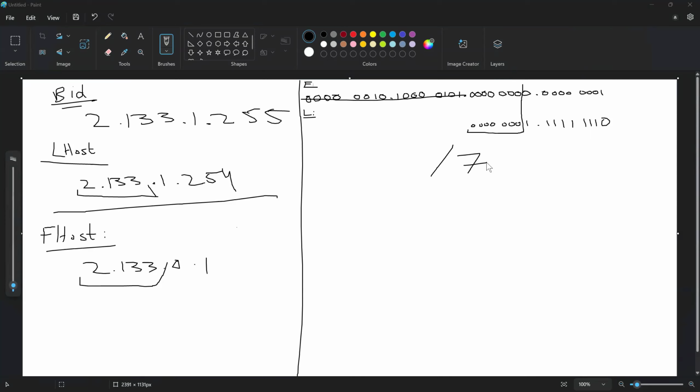Wait, let me just check something. Yeah, no, I don't think we're supposed to compare the first host and the last host unless we actually are given it. So the better way to calculate the mask is, let me check row 2.